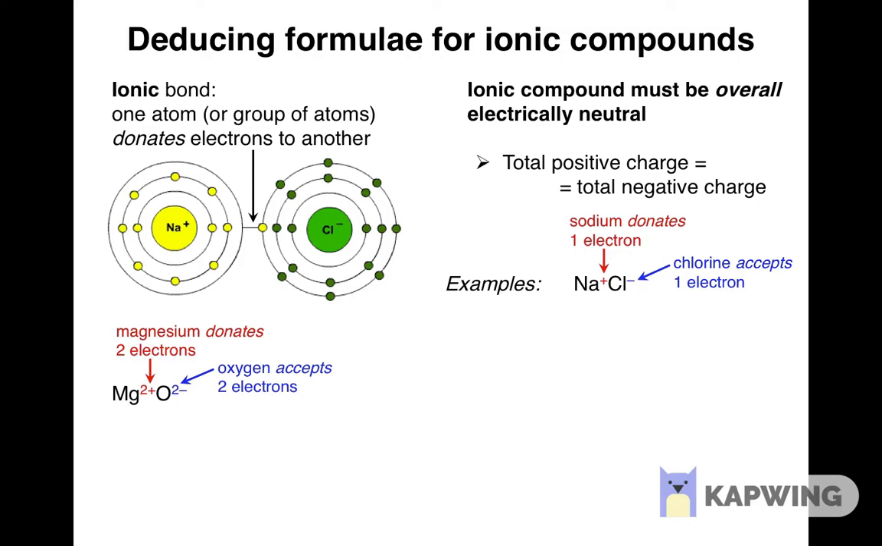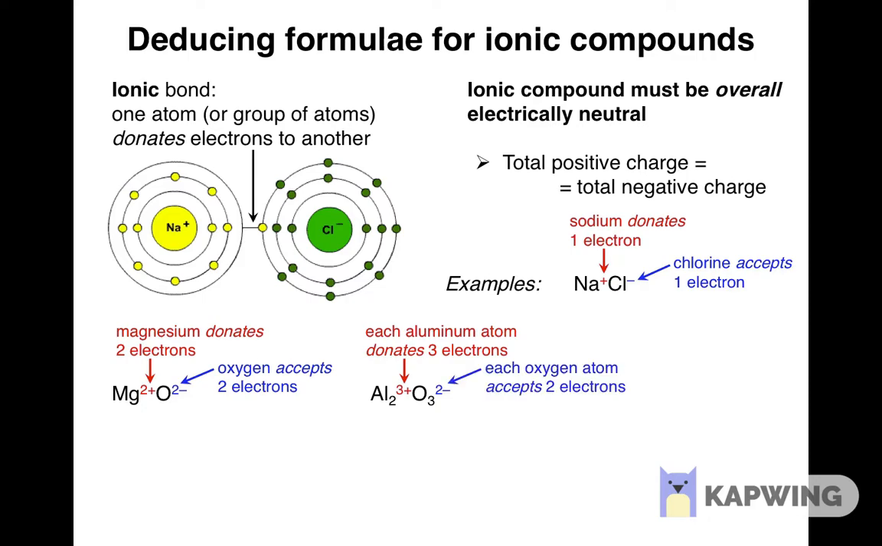Now consider aluminum oxide, a compound that consists of aluminum and oxygen atoms. When aluminum forms an ion, it always donates its 3 valence electrons, so the charge of the resulting cation is always 3+. We already said that when oxygen forms an ion, it always accepts 2 extra electrons, so the charge of the resulting anion is 2-.